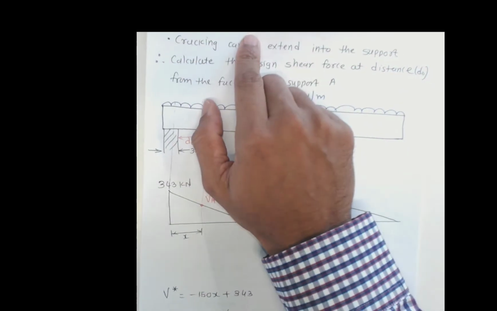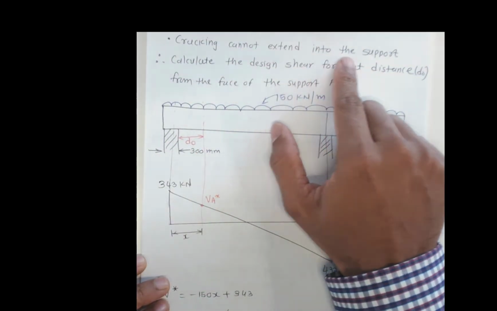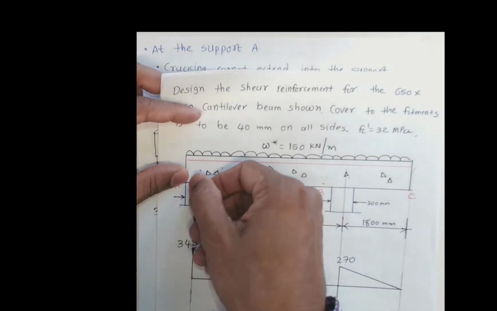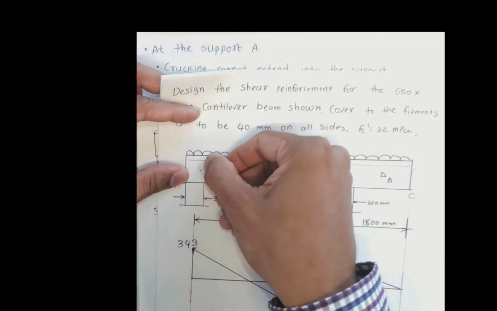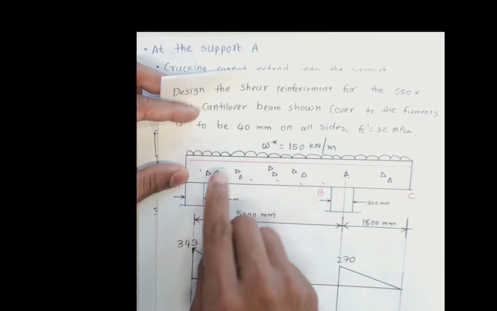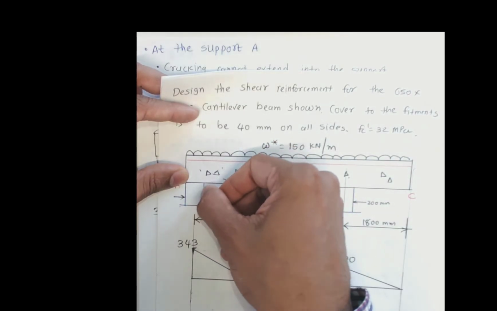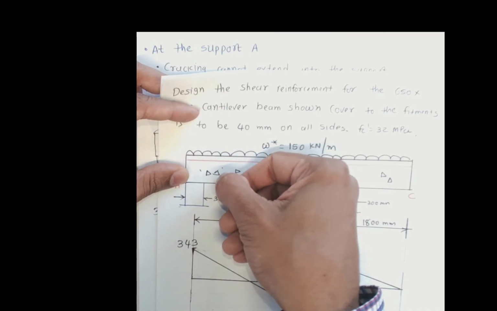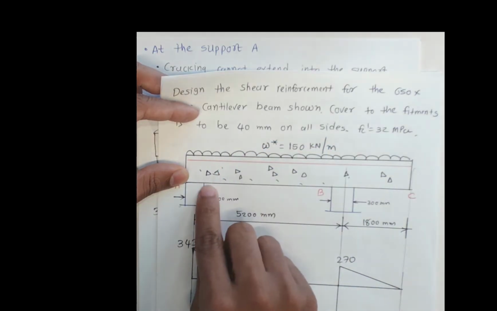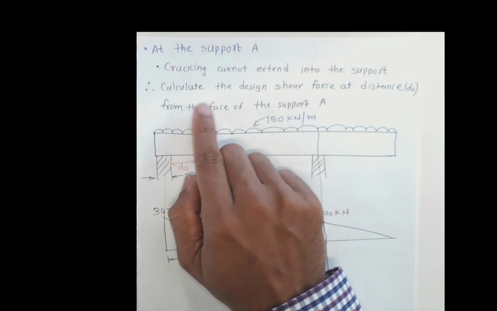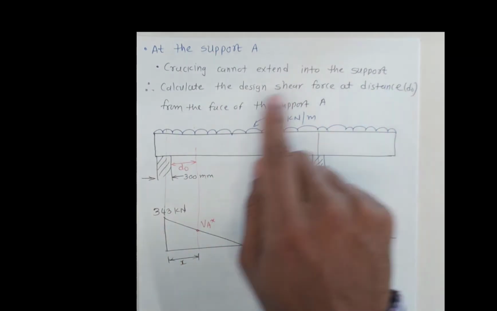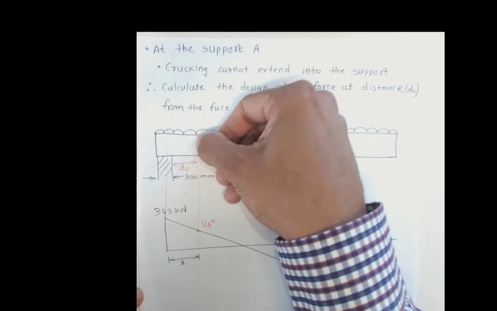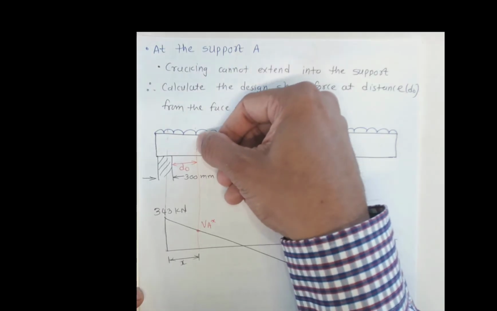So at support A, cracking cannot extend into the support. So please note, when you have a support here, we don't have cracking starting here in the support zone. The cracking generally starts past this, because of the concentrated reaction force effect. You don't have cracking here. The shear cracking generally starts just some distance from the supports. So to calculate the design shear force at distance d0 from the face of the support A, we can say that, okay, this is the zone where the cracking is going to start. So we are interested in finding the shear force at this point.